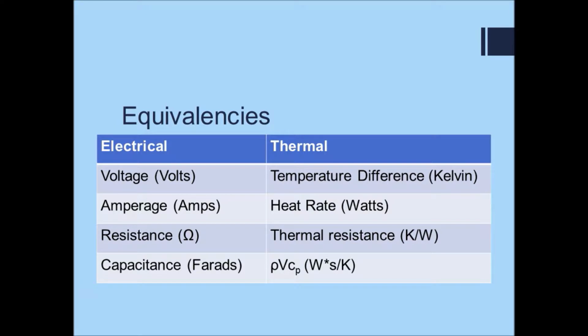The terms that are analogous between electrical and thermal terminology are voltage, which is analogous to temperature difference in Kelvin, amperage, which is equivalent to heat rate, resistance, which is equivalent to thermal resistance, and capacitance, which is equal to rho V Cp, the thermal storage term.